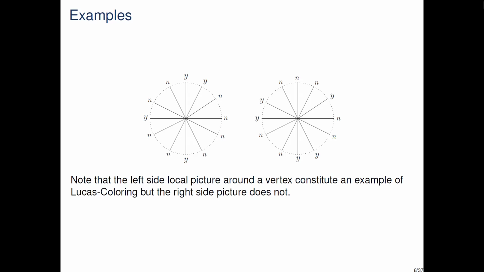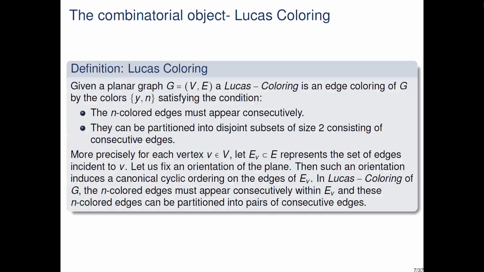For example, if I just look at this picture, the left hand side is an example of Lucas coloring, and the right hand side is not, because there are three n colored edges. I simply cannot partition them into pairs of consecutive edges. So that's not allowed. Let's look at the formal definition.